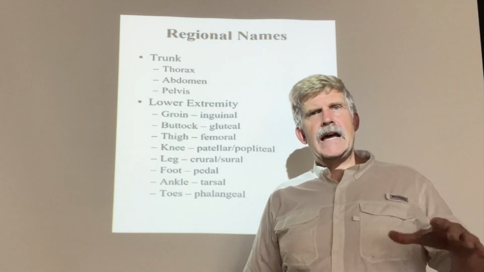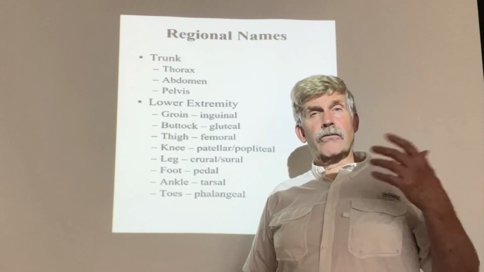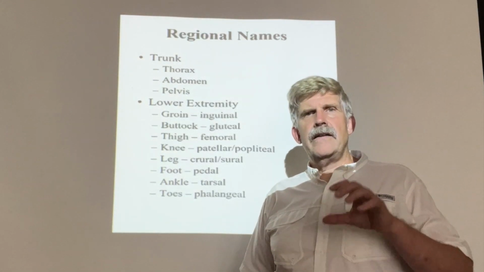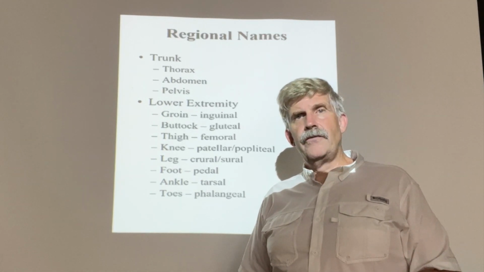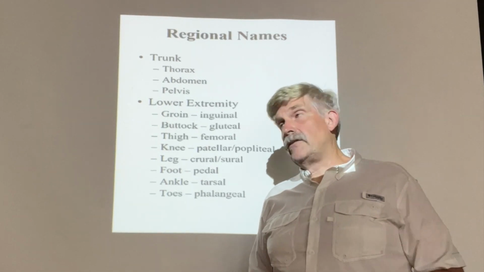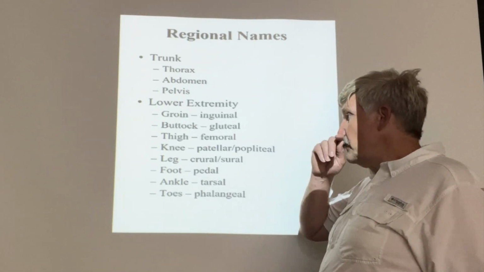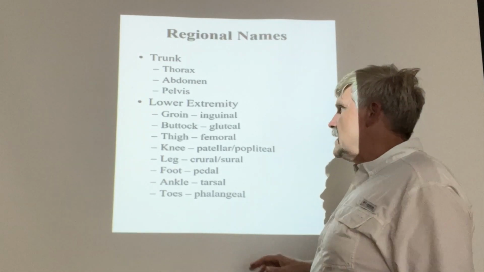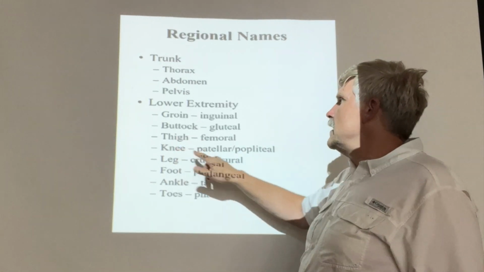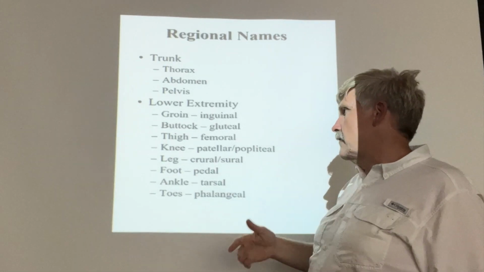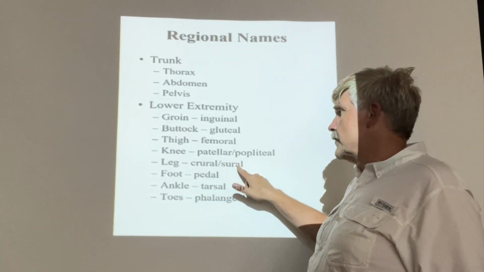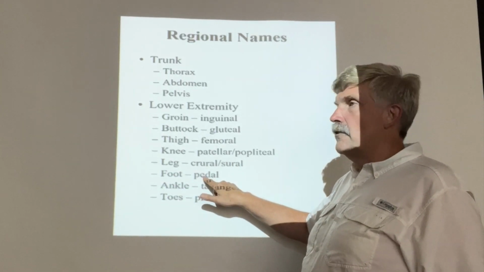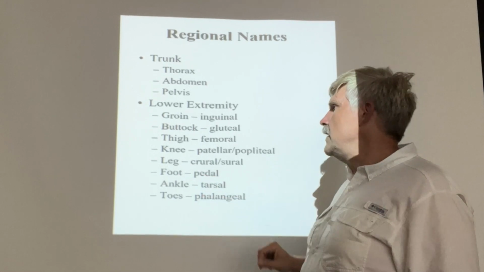So we have a front side, which is the crural region, and we have a back side, which is the sural region. And then you go down to the foot, which you can divide into several different areas as well. But the entire foot, pedal, we're just going to stick with that for this class. So thigh, femoral; knee, patellar and popliteal, whether you're on the back or the front. Leg, crural or sural, whether you're on the front or the back. And then foot is pedal. You're a bipedal organism because you have 2 feet.